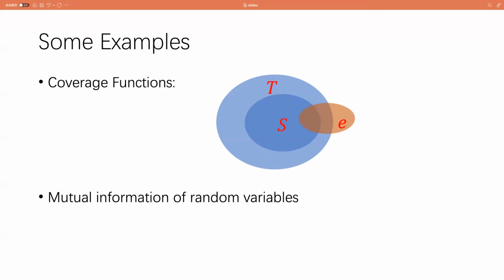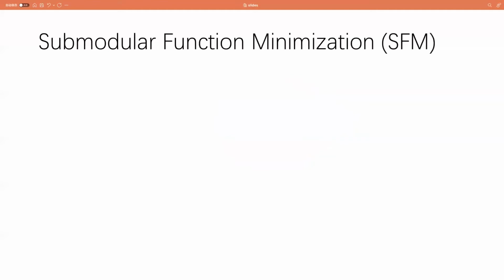Another two well-known examples of submodular functions are the mutual information of random variables and the cut size in a graph. As we saw, submodular functions generalize many combinatorial objects. So submodular function minimization or maximization generalizes many combinatorial optimization problems, such as the maximum set coverage problem, or the max cut or min cut in a graph. In this talk, we will focus on submodular function minimization, which is short for SFM.